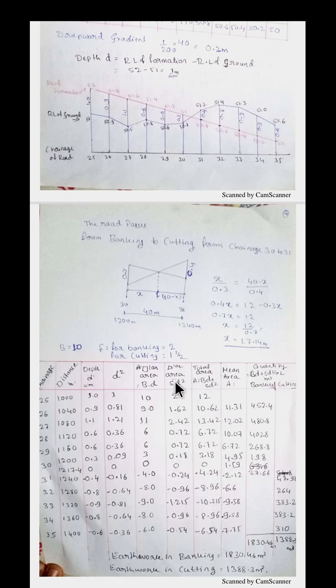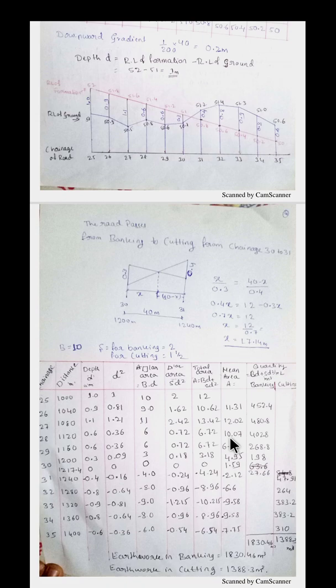Now, as per the mean section method, we have to take the average of these sections. Section 1 plus section 2 divided by 2: 12 plus 10.62 divided by 2 is 11.31. You should write that one in section number 2. Then 10.62 plus 13.42 divided by 2 is 12.02.